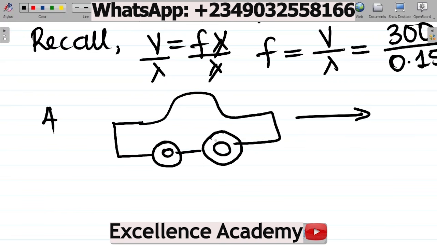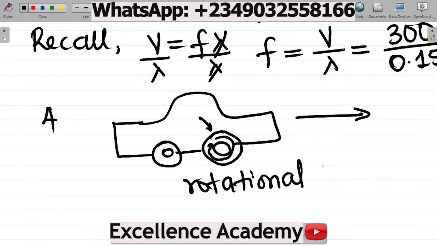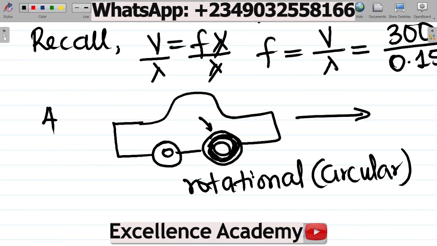The first thing is that the wheel will be rotating this way about its axis. So it undergoes rotational motion, also called circular motion if you want, because this wheel will be rotating around its axis.